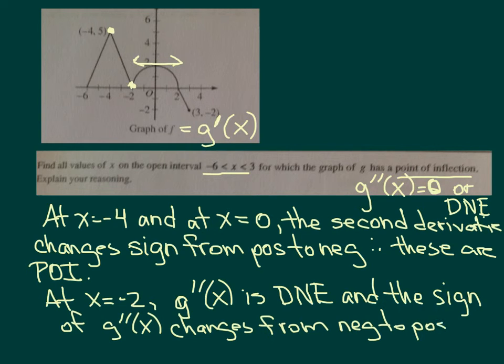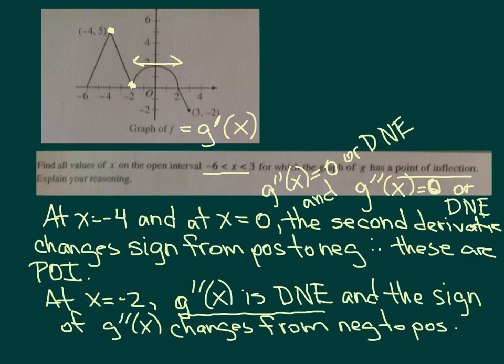Now something that I like that I wrote more clearly in the second explanation is I made this statement first. So I'm going to go up to my first statement and add that too. So at x equals -4 and x equals 0, we would say g double prime of x equals 0 or DNE, and the second derivative changes sign from positive to negative. There we go. Now we have a very thorough explanation.